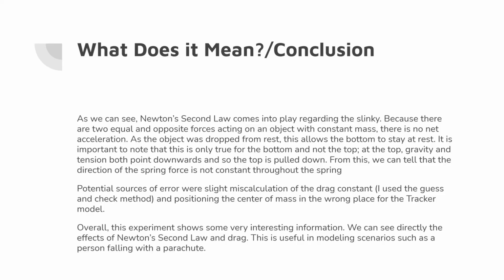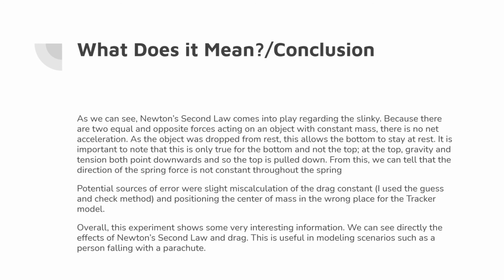As we can see, Newton's second law was very important in this lab. Because there's two equal and opposite forces acting on an object with constant mass, there is no net acceleration, because F is equal to ma, and F net is equal to the sum of all forces acting on an object. This allows the bottom of the slinky to stay at rest. Even though our intuition might tell us that it's supposed to fall, we can see that because the forces are equal and opposite, there is no motion from the bottom of the slinky.